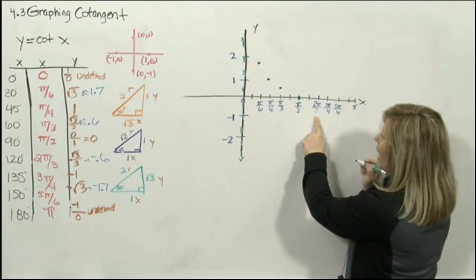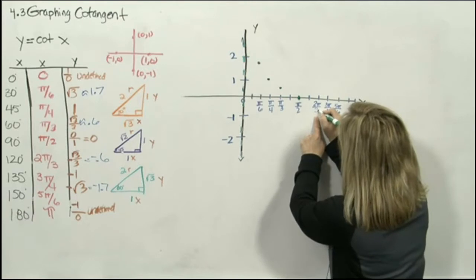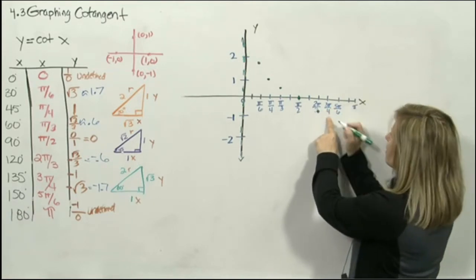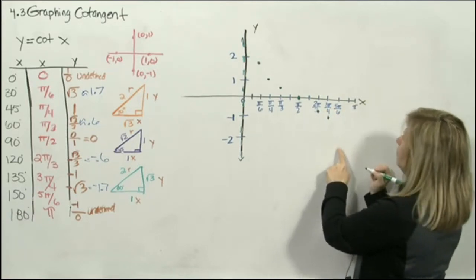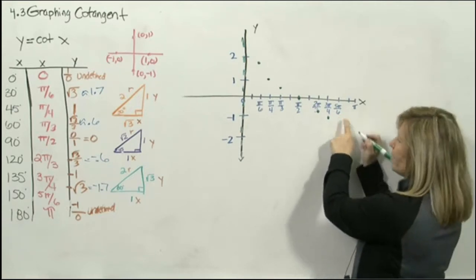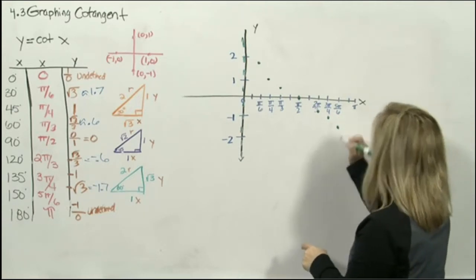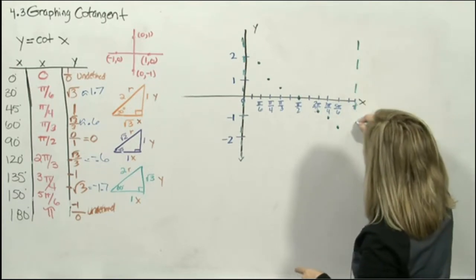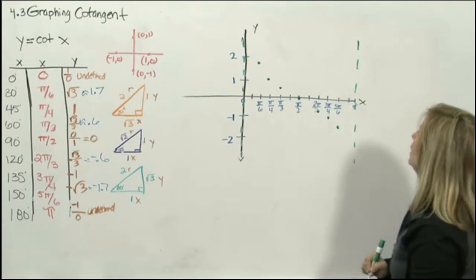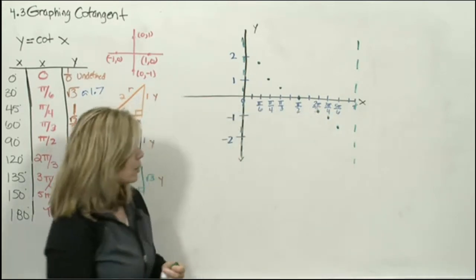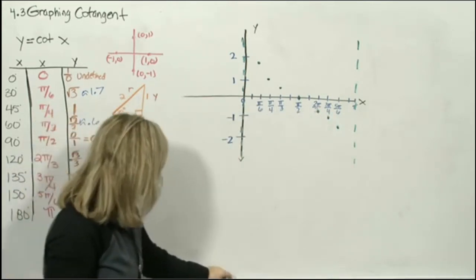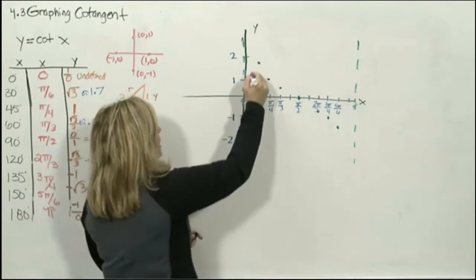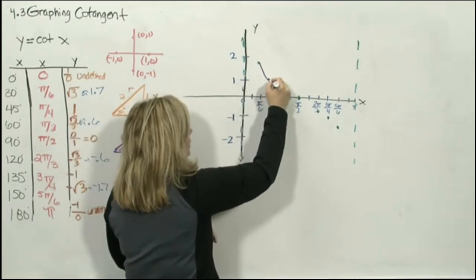At 120, I'm at negative 6/10. At 135, I'm exactly at negative 1. At 150, I'm at negative 1 7/10. And at 180, I'm undefined, so there's another vertical asymptote. So if we connect the dots, remember, connecting the actual dots to make the curve is not hard. Remember, it is a curve. Do not make a line.